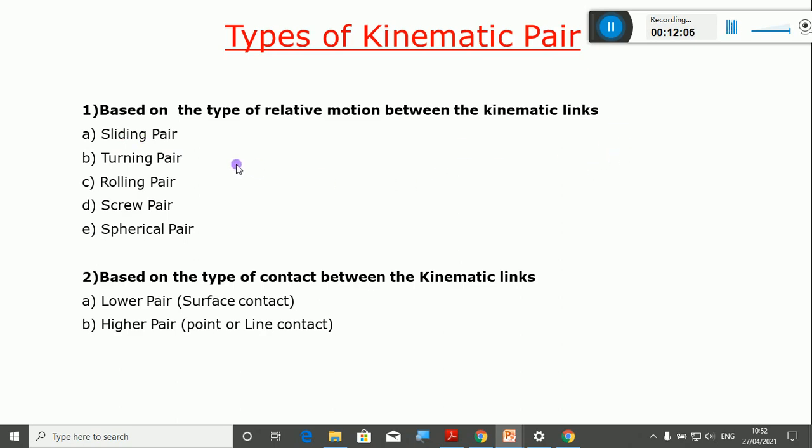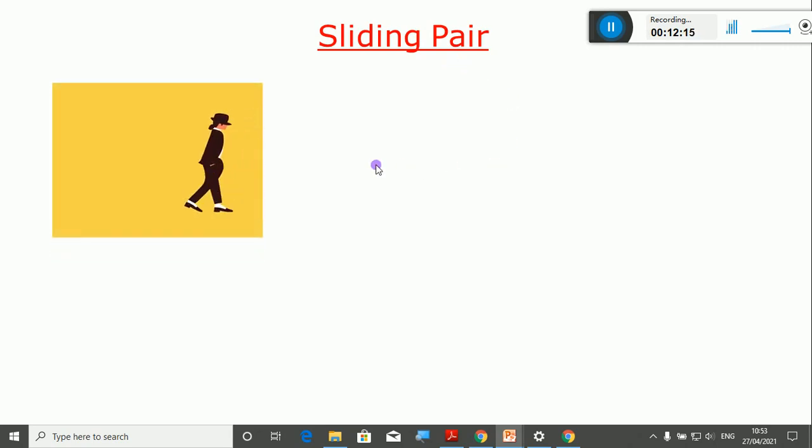Anyone, please reply? Yes, sir. Okay, thank you. The first one is sliding pair. Just try to observe this animation. You can call this a moonwalk, right? And what is the type of contact between these shoes and the earth? It is a surface contact.